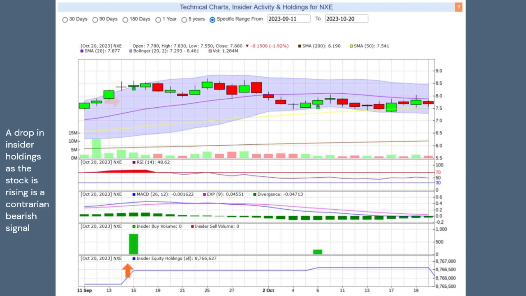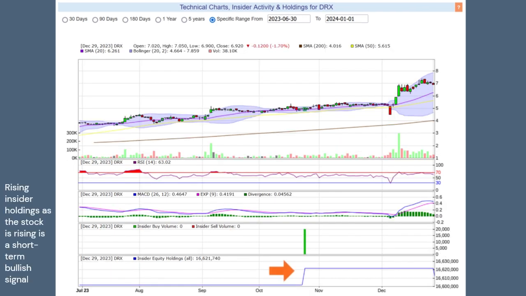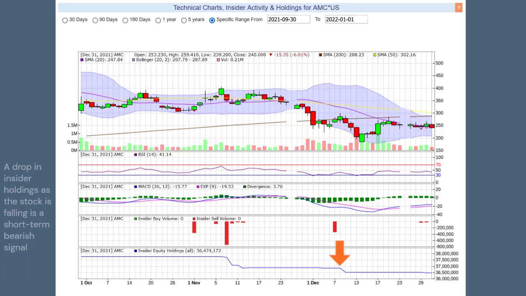A drop in insider holdings when the stock is rising is often a contrarian bearish long-term indicator, but such contrarian bearish signals may take years to play out, especially during low interest rate environments. A jump in insider holdings as the stock is rising is often a momentum bullish short-term sign. A drop in insider holdings when the stock is falling is often a momentum bearish short-term warning sign.